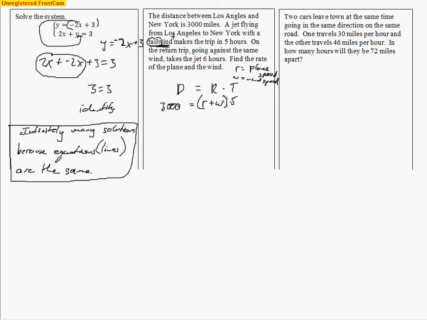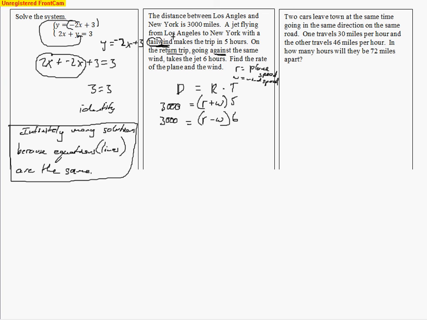And so from there, I set up the next one. It says the return trip. Return trip means same distance, 3,000 miles, equals, but this time going against the wind. So against that same wind, R minus W. And we do this for 6 hours.